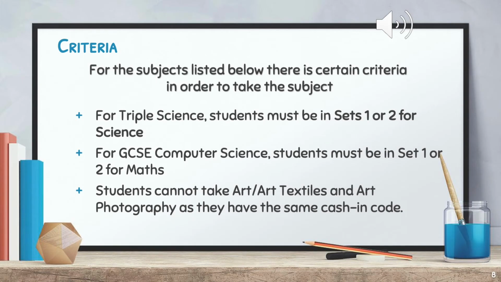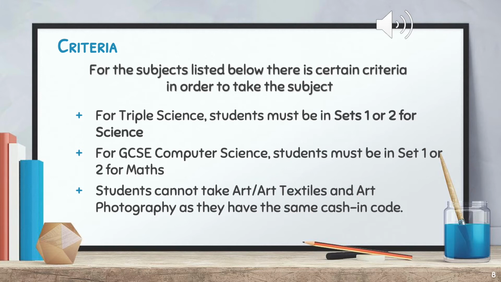As I mentioned at the beginning of the presentation, there is certain criteria for some subjects which I'm going to go through now. In order for a student to take triple science, students must be in sets 1 or 2 for their current science groups. If students would like to take GCSE computer science, they must be in set 1 or 2 for their current maths groups.